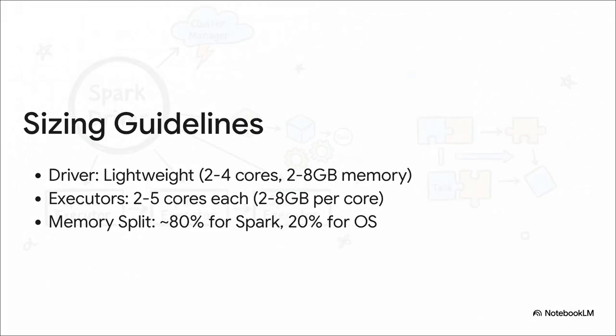So here are some fantastic rules of thumb to get you started. The driver itself is usually pretty lightweight. A couple of cores and a decent chunk of memory is often plenty for it to do all its planning. The executors, though, they're your workhorses. A great starting point is to give each one somewhere between 2 and 5 cores. And for memory, a really common and effective split is giving about 80% to Spark and leaving the other 20% for the machine's operating system to breathe.